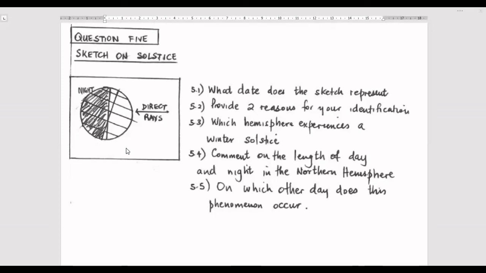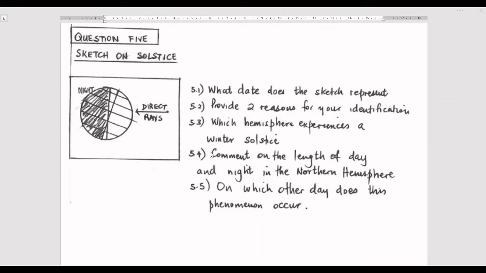March, April, May, June. What happens to us during winter? The length of darkness is going to be longer. So at 5 in the morning, it's still dark. Therefore, we say that there'll be unequal lengths of day and night.